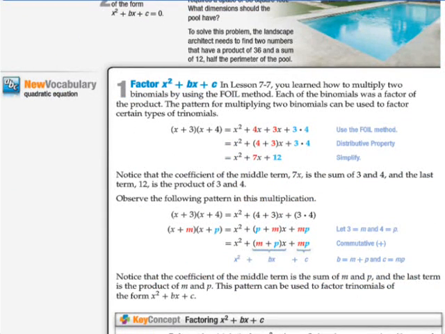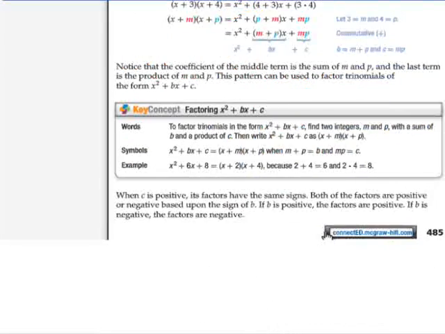So you'll notice right here, you remember from when we had x plus 3 times x plus 4, and we would do first times first, outer times outer, inner times inner, and last times last. That's what's going on here. And then we would combine our like terms in the middle and we would get an answer. What we're going to do now is use that same concept to work in the other direction.